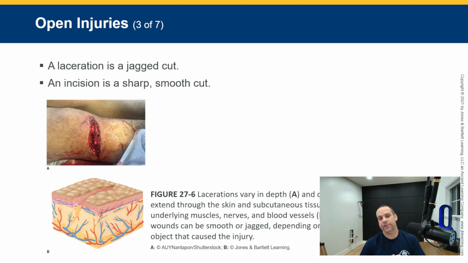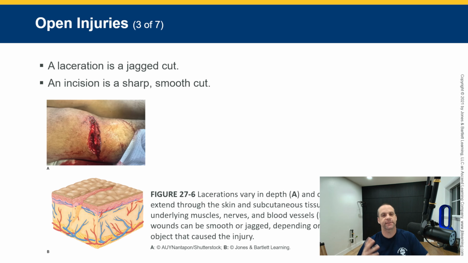Now, lacerations and incisions are both open wounds, but the pattern of tissue damage is different, because a laceration is a jagged tear in the skin. It's often produced when the tissue is split or torn. An incision is a cleaner, smoother cut made by a sharp object. The visual on this slide is important because it pairs a clinical photo with a cross sectional diagram, showing that these wounds vary widely in their depth.